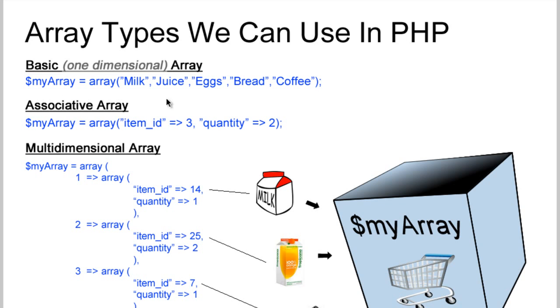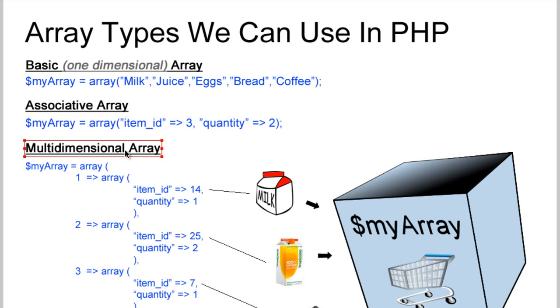And then we have an associative array, which is an array that allows you to assign what your key and value pairs are going to be. You can assign distinctive key names. So in this array, you're going to have keys of 0, 1, 2, 3, 4 by default. In this one, the key will be item ID, and its value will be 3. This key will be quantity, and its value will be 2. So an associative array lets you assign distinctive key names and values. So it's key value pairs.